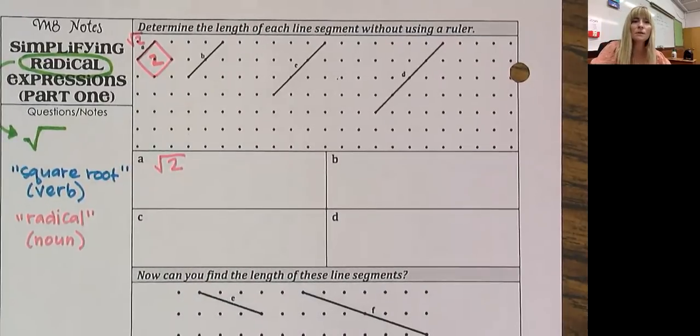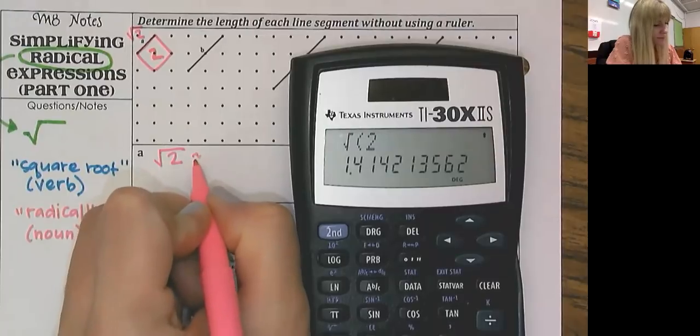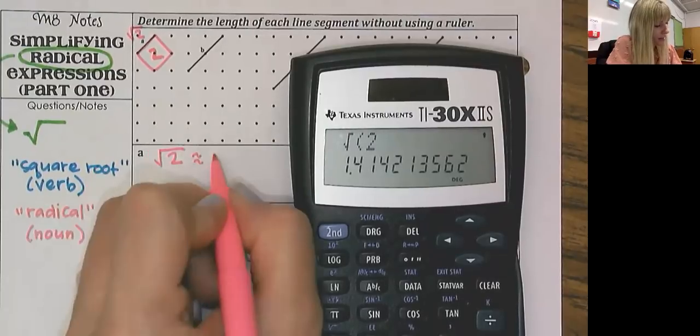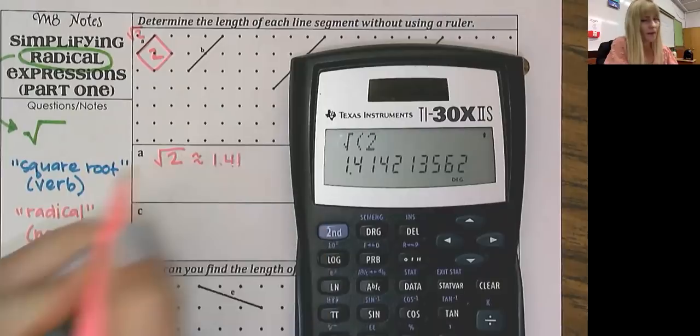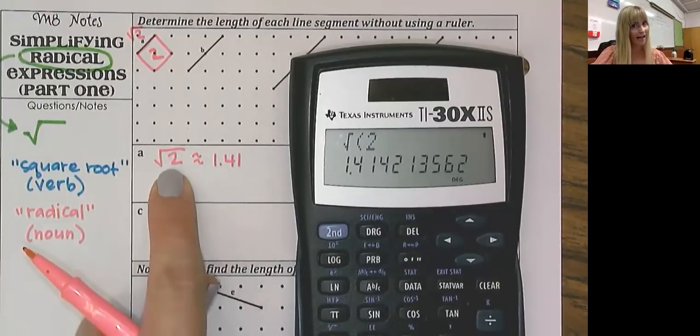I could absolutely turn that into a decimal. We can get a decimal approximation for it, and I will just because I know a lot of you want to. I'm going to type in square root of 2 in my calculator, and I'm going to write it like this. This is approximately, and you worked on this in standard 2, 1.41. That's the approximate length. This is the exact length.